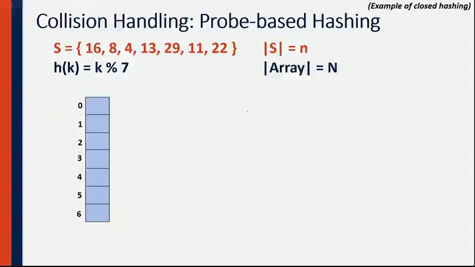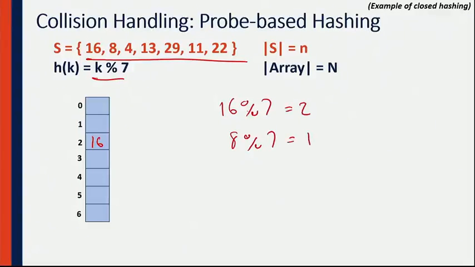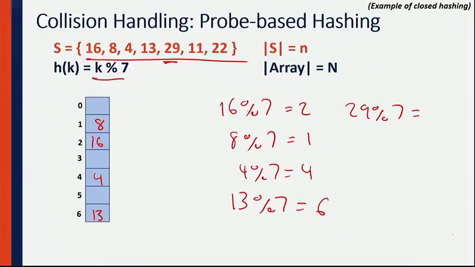Here we have this same set of data and our same hash function. I'm going to go ahead and run through this just as before. 16 mod 7 is going to be 2, so I'm going to add 16 to index 2. 8 mod 7 is going to be 1, so I'm going to add the value 8 to index 1. 4 mod 7 is 4. I'm going to add 4 to index 4. And then 13 mod 7 is going to be 6. I'm going to add 13 to index 6. Now we're at 29. 29 mod 7 is 1.